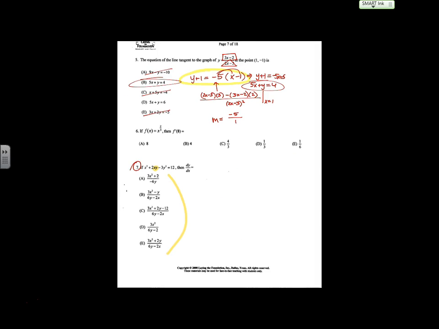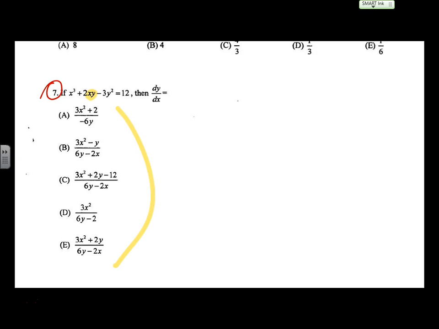Number 7, you guys tell me, what should you have done? Taking the derivative, implicit differentiation, it's as simple as that. So I'm not going to do the entire thing, but suffice to say, when you take the derivative of 2x and y, what should you use?